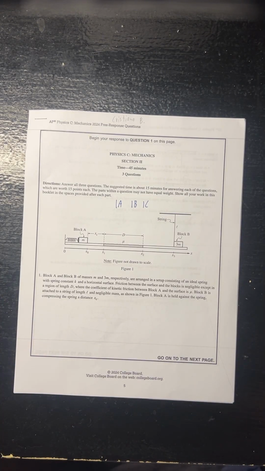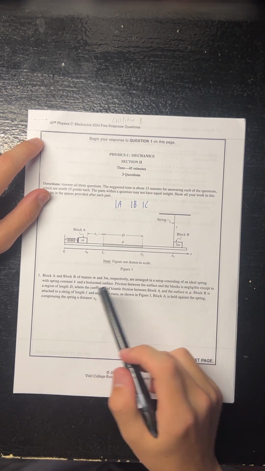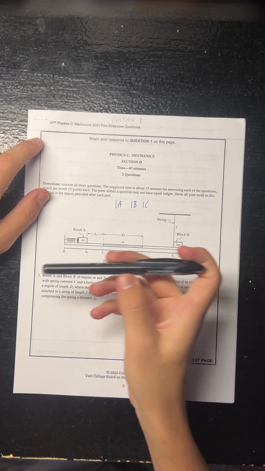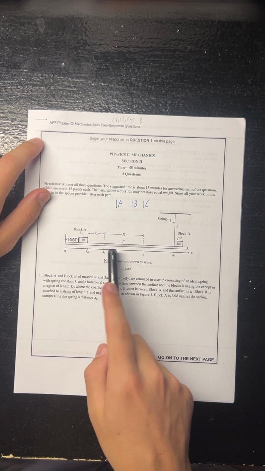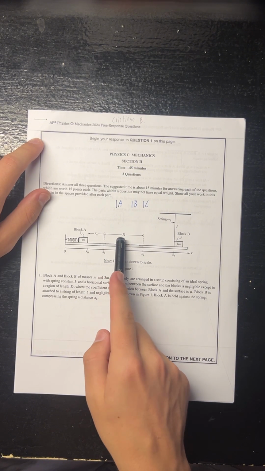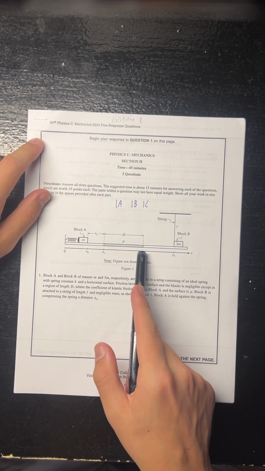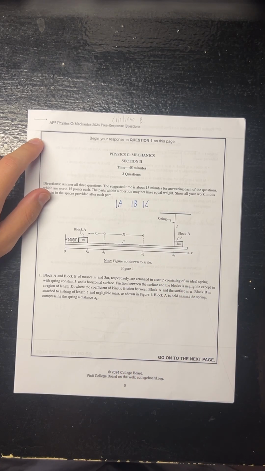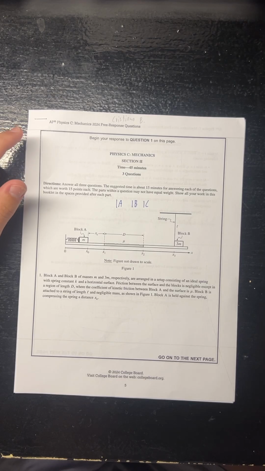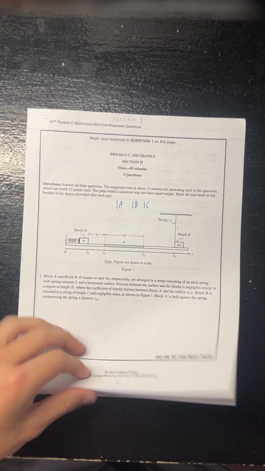Okay, our next one is this system here. Block A and block B. It's compressed, and then it is released, and it goes through a non-frictional surface, then it goes through a frictional surface for a certain distance, and then after that, it continues and hits this block B in a collision. So, our first question.